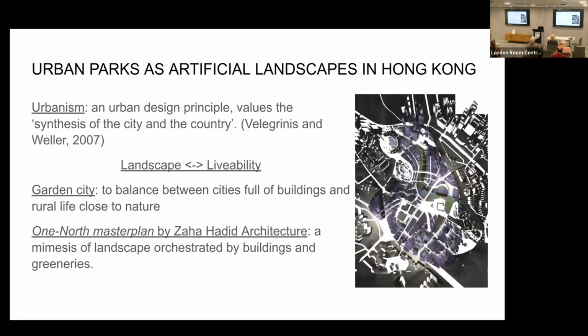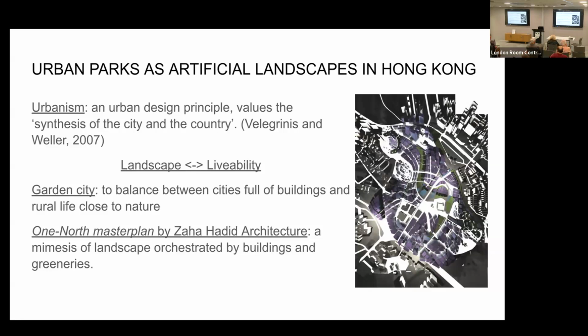Speaking of urban parks as artificial landscapes, we have to start with the concept of urbanism, which is an urban design principle that values the synthesis of the city and the country. And in urbanism, landscape is related to livability. So urbanists or architects introduced the concept of garden city to balance between the city full of buildings and the rural area that is close to nature.